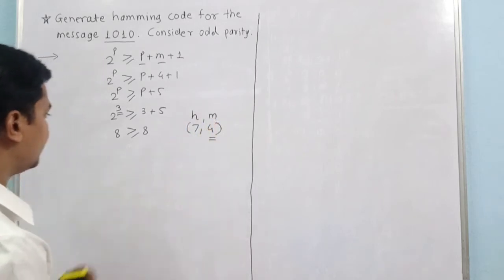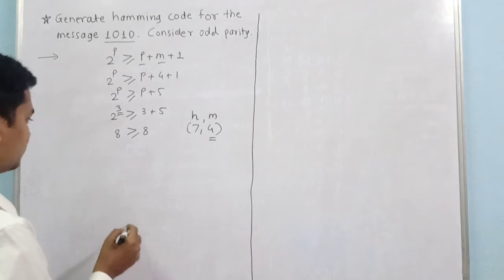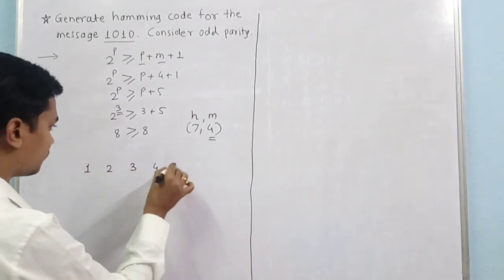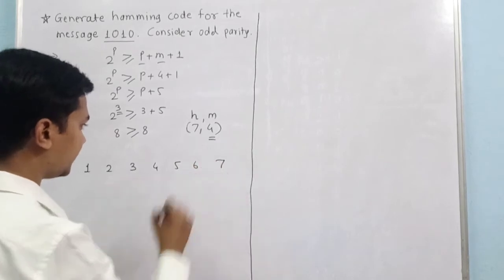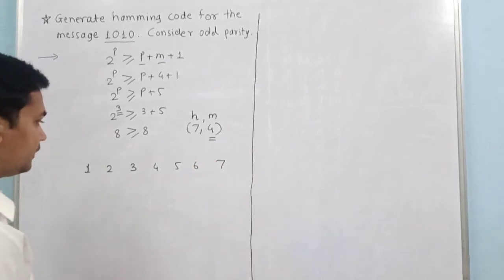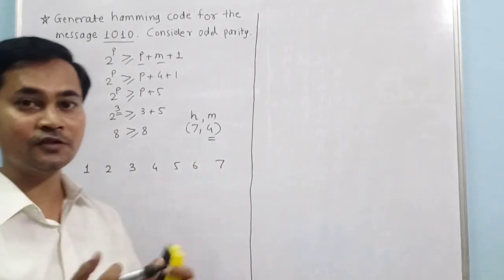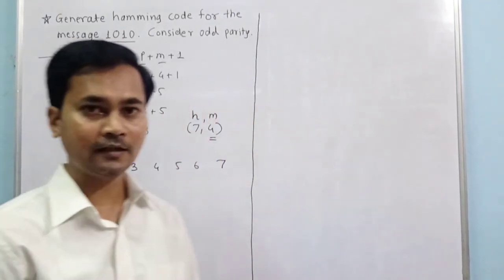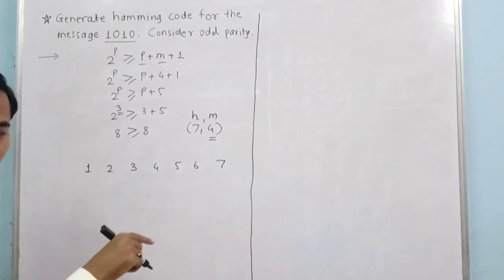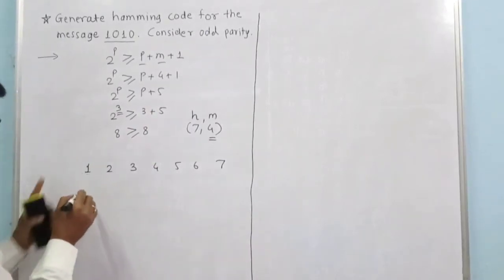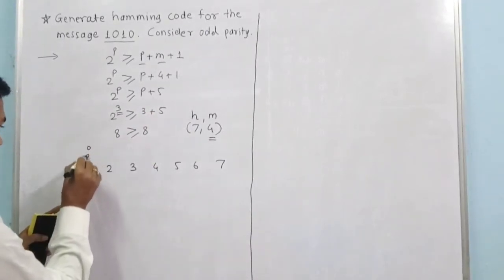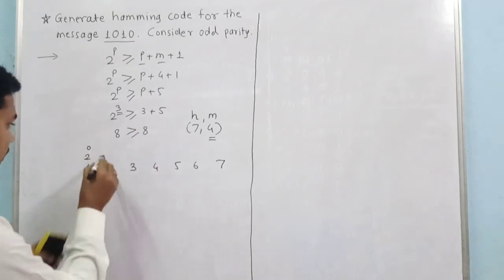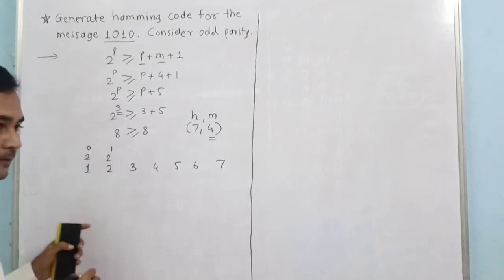Okay, now how to form the Hamming code? First write the sequence 1 2 3 4 5 6 and 7. Okay, now we decide the parity bit positions. Parity bit positions are at what positions? It is always at the 2 raised to power positions. So 2 raised to 0 equals 1. So this is the first parity bit position. Then next is 2 raised to 1, which equals 2. So this is the second parity bit position.